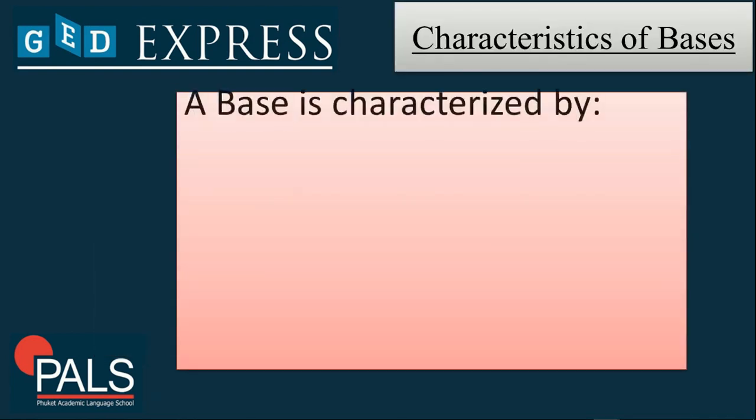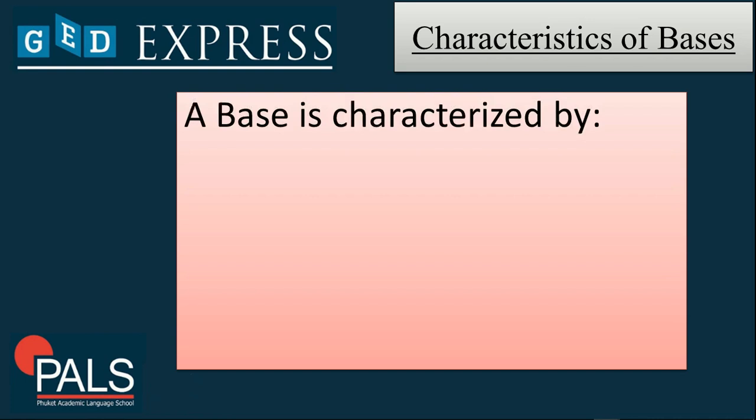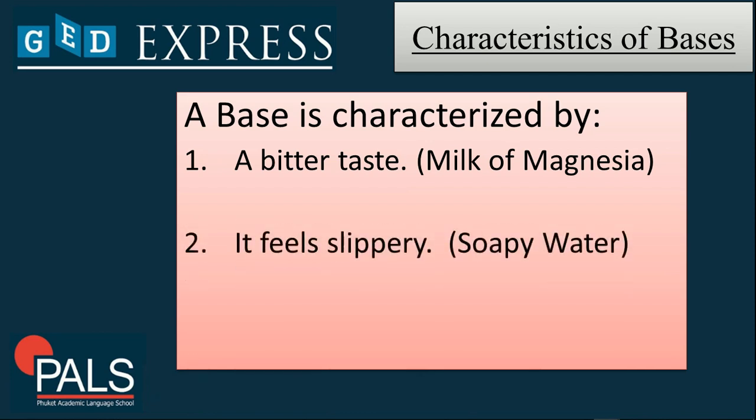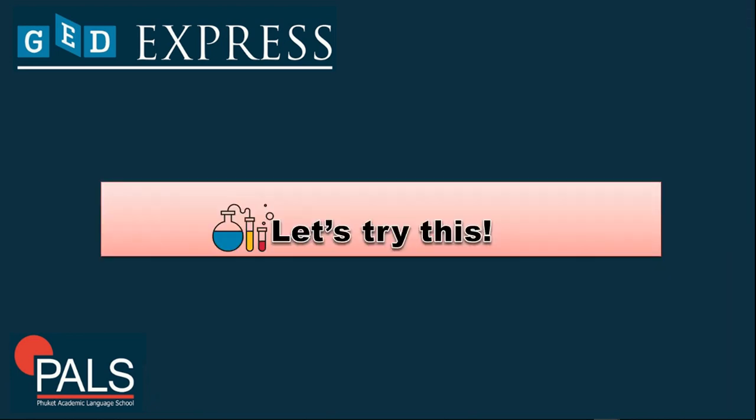Now, for the characteristics of bases, a base is characterized by a bitter taste, like the milk of magnesia, and it feels slippery, like the one that you feel when you use soap in taking a bath, and it turns red litmus paper to blue. Now, since we already have an understanding of our lesson for today, let's try these examples.